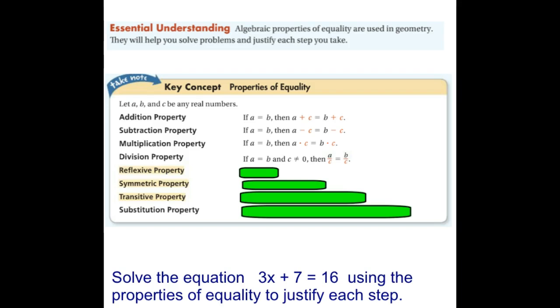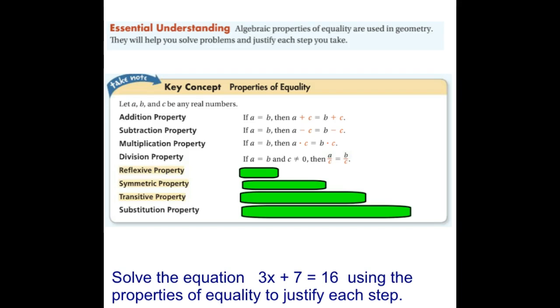Division property says A equals B, and C is not 0. This is important because then A divided by C equals B divided by C. We can divide both sides by the same thing, and it's still balanced. We do this once again a lot of times when we're finishing solving for our variable and getting rid of our number out in front.